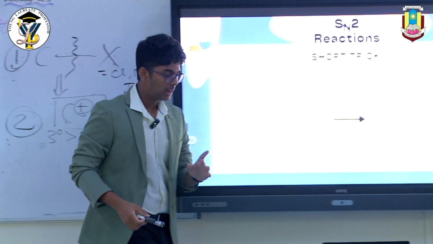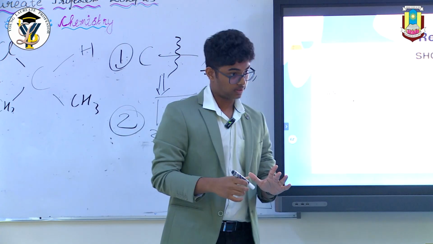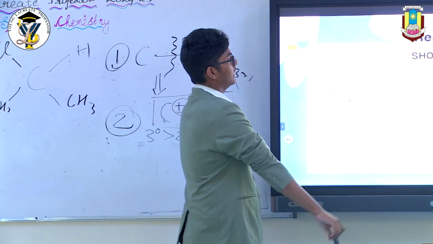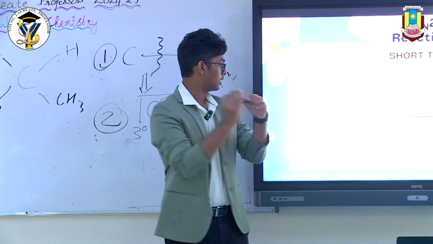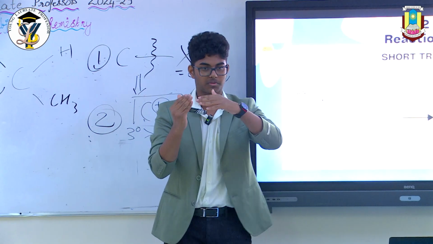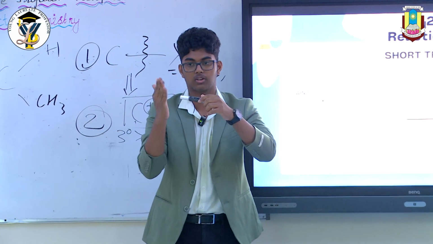Yeah. So I have developed a short trick to actually remember these SN2 reactions. Let's say we have an umbrella, and let's say it's curved this side. Just like this. Let's say a strong wind is coming from this side. What's going to happen? It's going to get inverted, right?